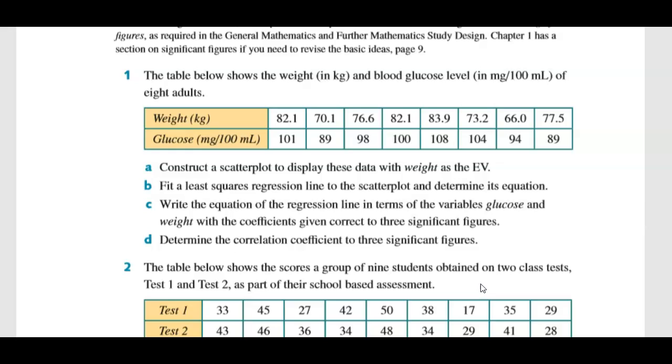The table below shows the weight and blood glucose level of 8 adults. Construct a scatter plot to display these data with weight as the explanatory variable. Then fit a least squares regression line to the scatter plot and determine its equation. Write the equation, giving the coefficients to 3 significant figures, and then determine the correlation coefficient to 3 significant figures.